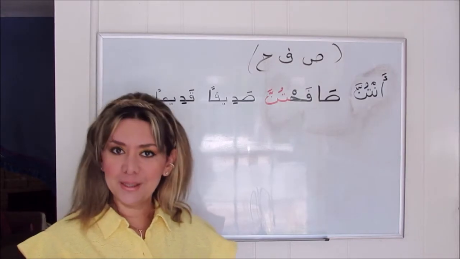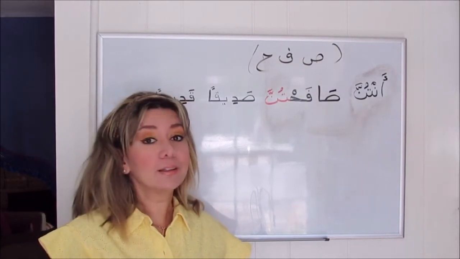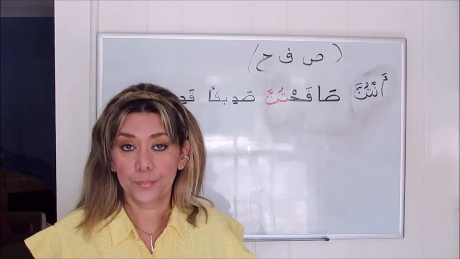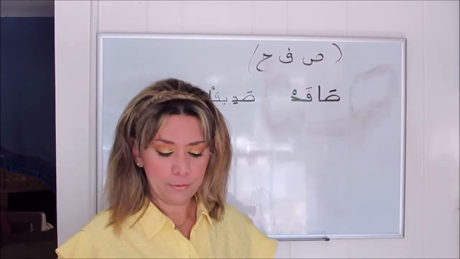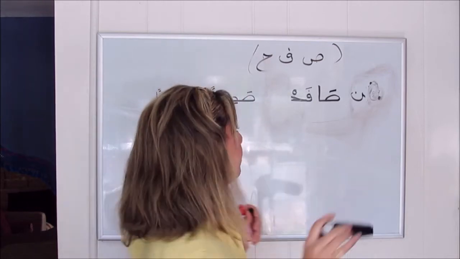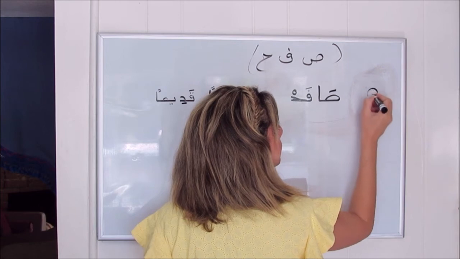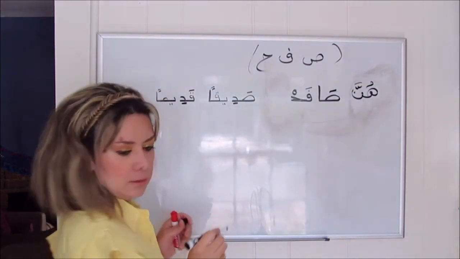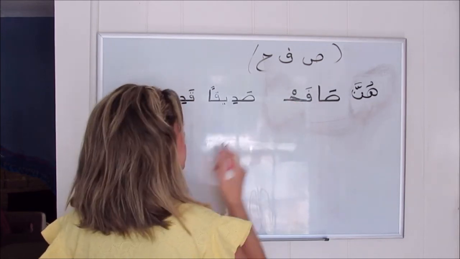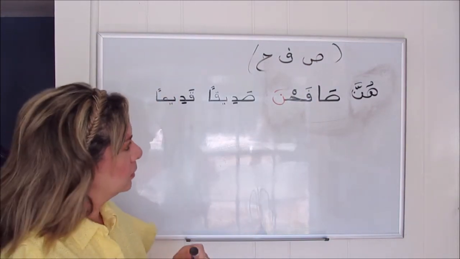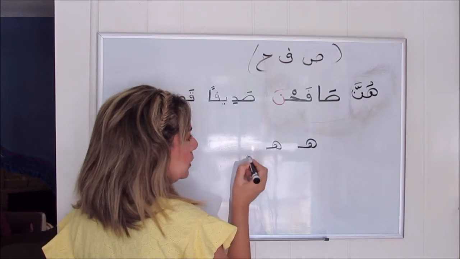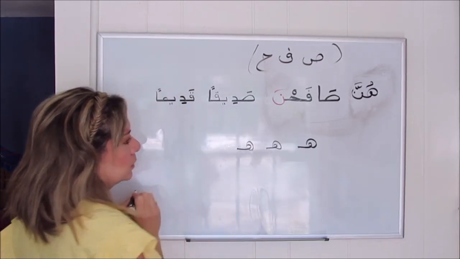What about the third person plural feminine? Like for the third person plural masculine we have hum, and for the plural feminine we have hunna. Sorry for the mess. Hunna. Safah, na. Just the noon. Safahna. So the ha, you can write it this way, follow me, alright? Or like this. You practice, like this, hunna.